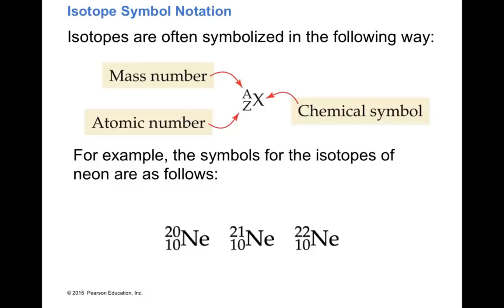So for example, for neon, neon 20 is going to be written with neon, the 20 and the 10 here. The 20 is the mass number, and the number 10 is the atomic number, the number of protons. For neon 21, the mass number is 21 and the atomic number is 10, because neon has an atomic number of 10, as with neon 22. So this is the representation of the three isotopes of neon.